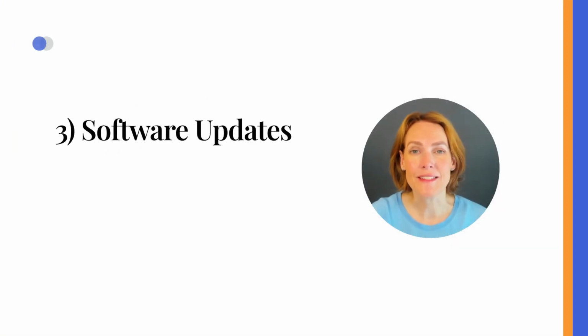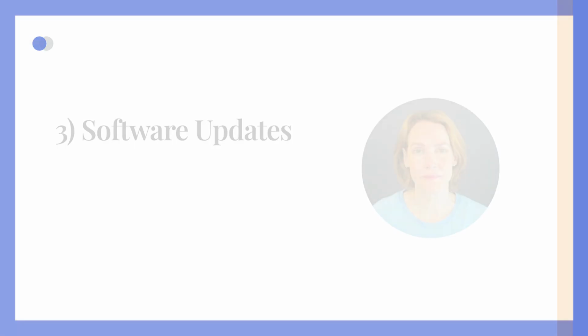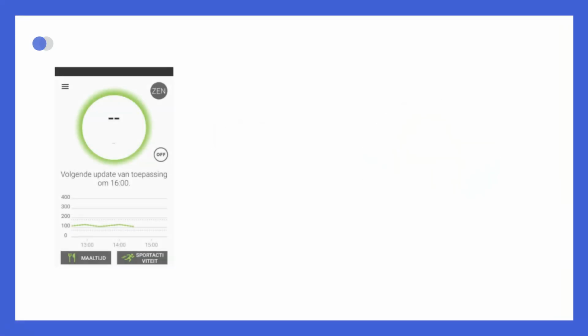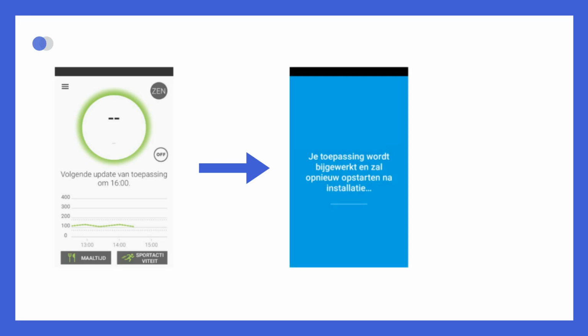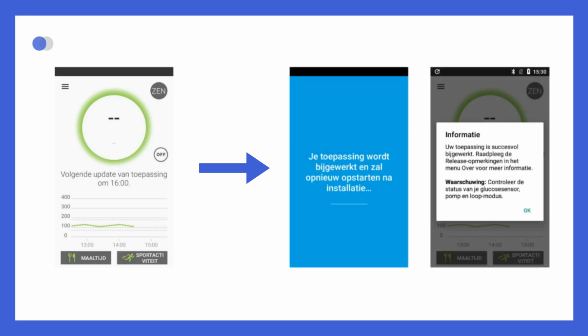3. Software updates. You may receive automatic algorithm updates for Diabeloop every few months, so don't be surprised. When an update is scheduled, you will receive a notification on your handset informing you that your algorithm will be updated that night. After installation, the handset will reboot and a pop-up message will confirm the completion of the update. Rest assured that this process occurs automatically without any manual intervention required from you.